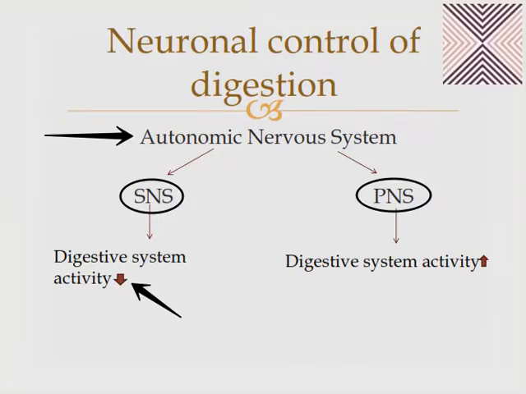On the contrary, if you go with the parasympathetic nervous system, it is increasing the activity of the digestive system, the activity of the digestive glands. So it will help to stimulate the secretion of the glands. It will overall increase the digestive system activity as well.